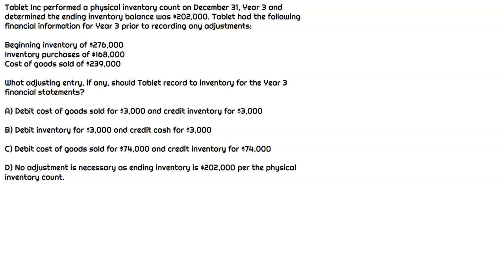So in this question, we have a tablet company. Now, like most companies, they performed a physical inventory count on the last day of the year, right? And they determined that their ending inventory balance based on what was out in the warehouse was $202,000. Now, ultimately, we're given some other financial information to basically roll forward what we think the ending inventory balance is per the perpetual system or the trial balance, right?